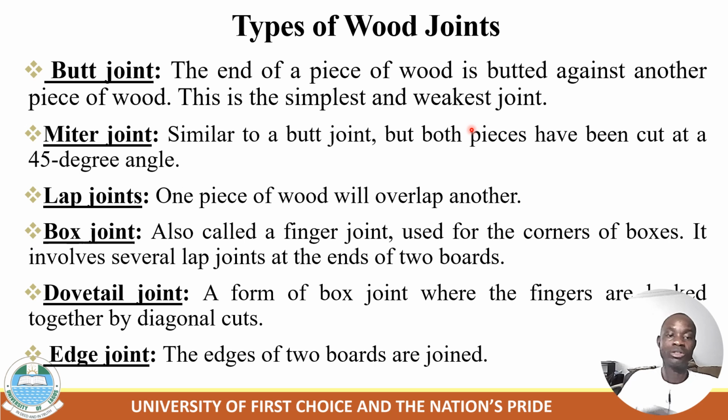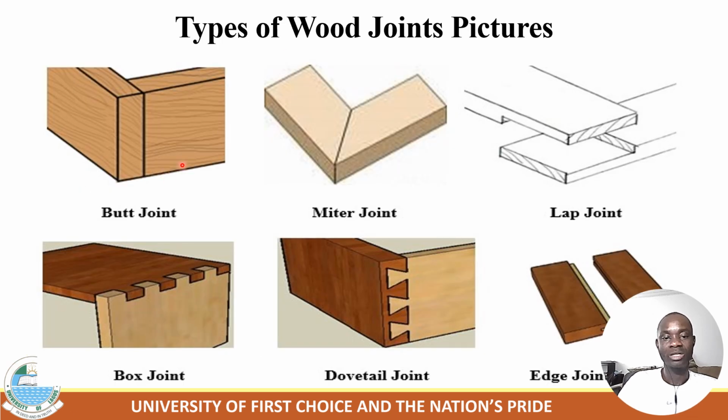The types of wooden joint that we have are the butt joint, mitre joint, lap joint, box joint, dovetail joint, and hedge joint. These are their descriptions, one after the other. So the butt joint, let me show you the diagram. This is the butt joint, edge to edge. You place it this way.